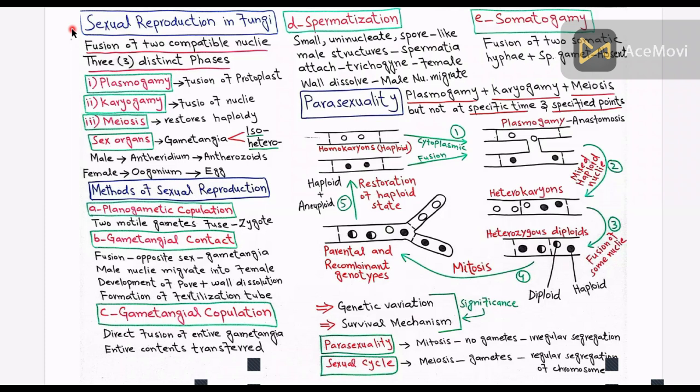Assalamu alaikum. Today we will discuss sexual reproduction in fungi, methods of sexual reproduction, and at the end, parasexuality. So let's start. The sexual reproduction in fungi involves the fusion of two compatible nuclei. The process of sexual reproduction consists of three distinct phases.